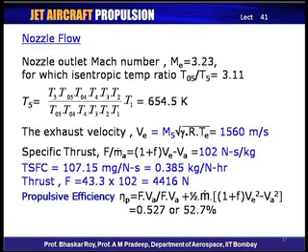So, using this exhaust velocity, we can now find first the specific thrust, that is (1 + f) V_e minus V_a, and that comes out to be 102 newtons per kilogram per second. And using that, we can find the thrust specific fuel consumption, and that comes out to be 3.85 kilograms per newton hour. The thrust, then, is the mass flow multiplied by the specific thrust, and that gives us a thrust of 4,416 newtons, that is 4.41 kilonewtons.